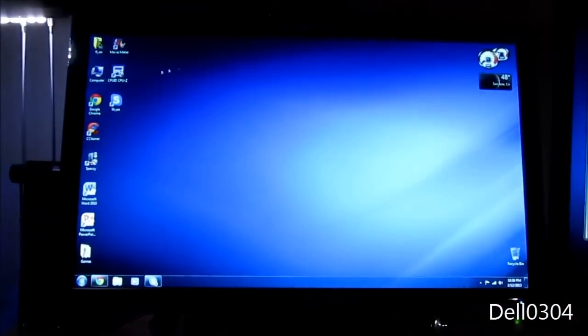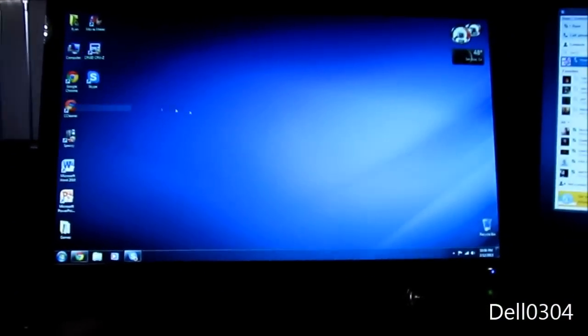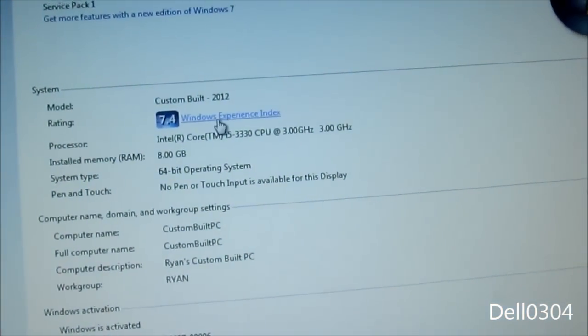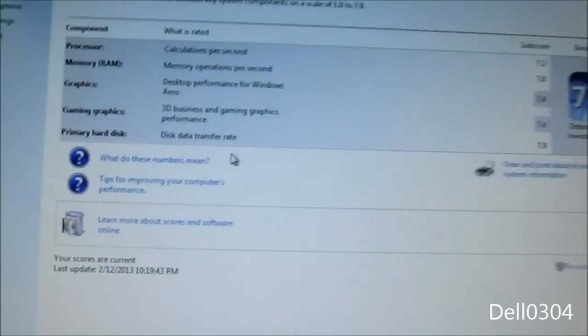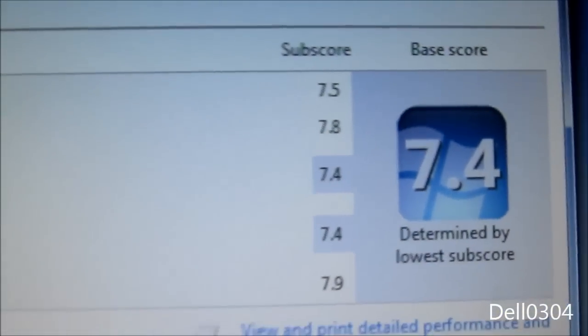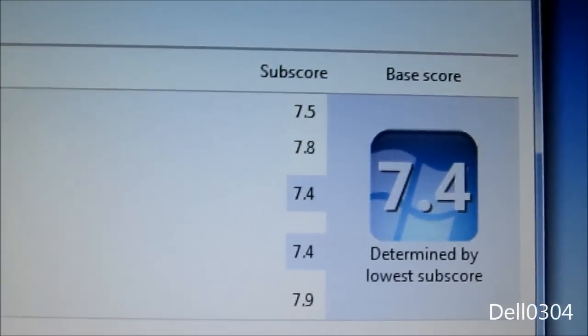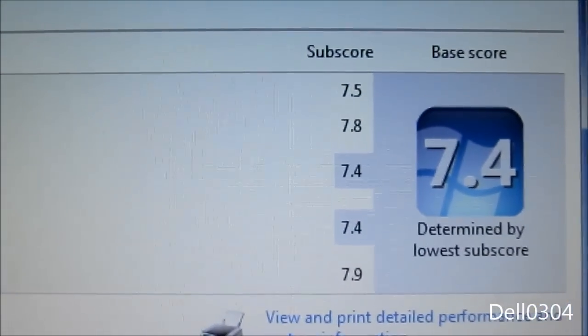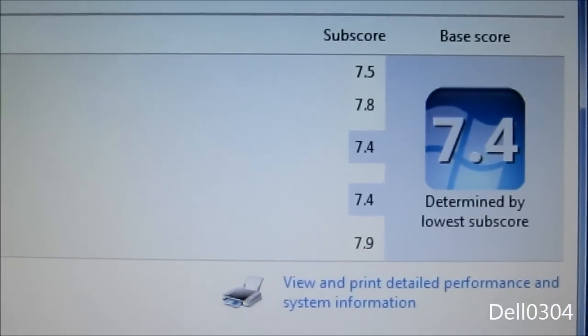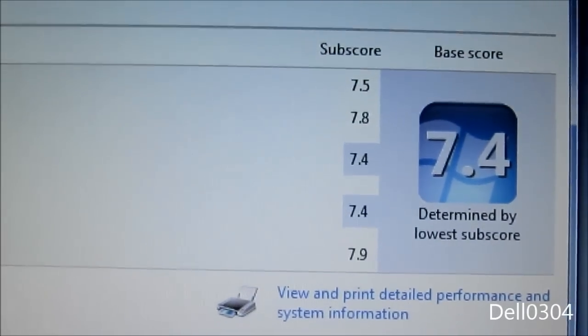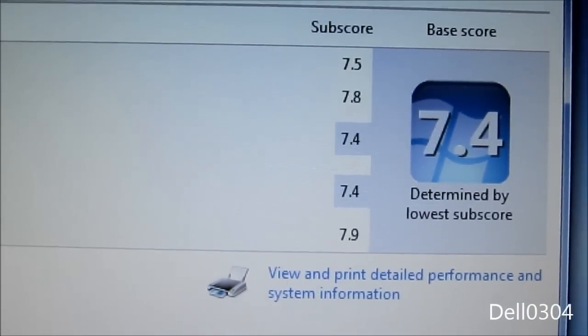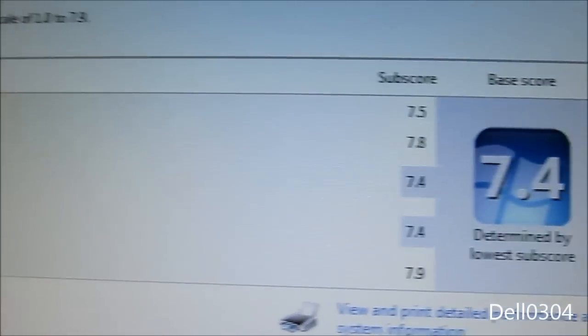But I just want to show you guys my WEI scores since they went up. I didn't even think they were going to go up, but let's see. So, my CPU, which is at the top there, went from a 7.4 to a 7.5 for some reason. I don't know why. So that's kind of cool.